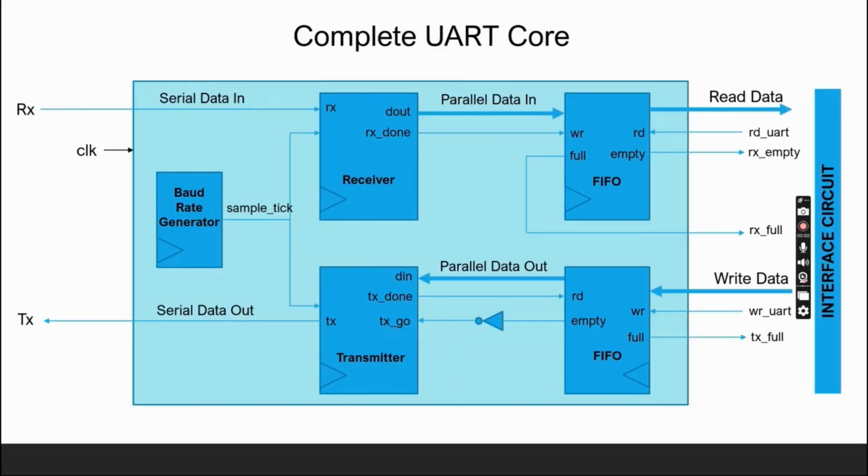Let's go ahead. So yeah, this is the complete diagram of what we're doing in our project. We have five main files, which are baud generator, receiver, transmitter. We have FPGA for writing and reading. Now, what is a baud generator?